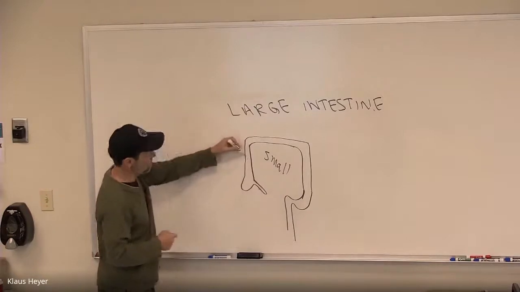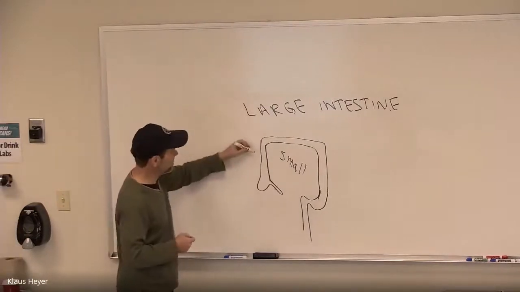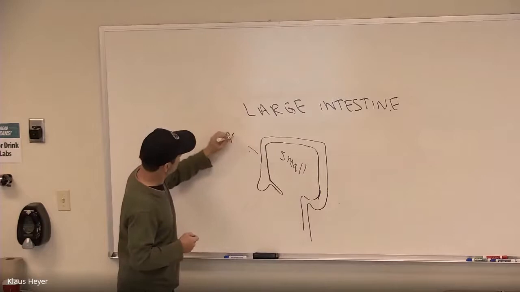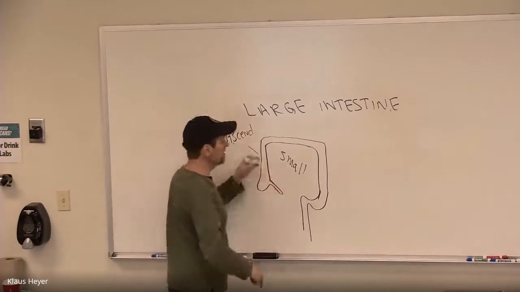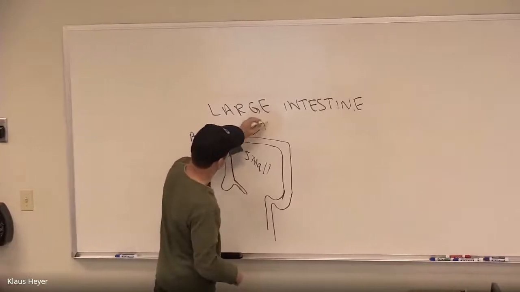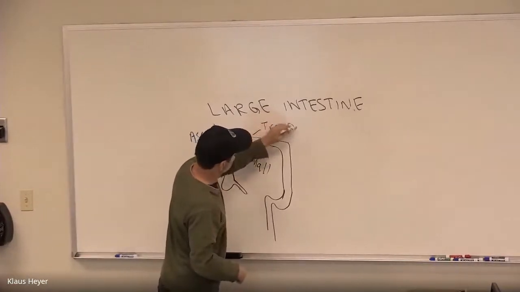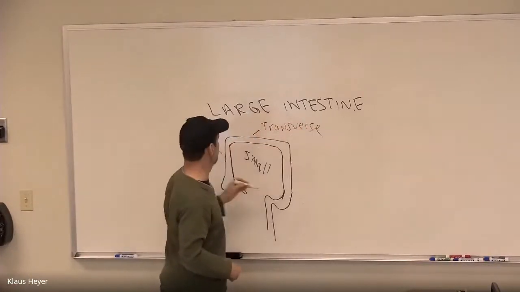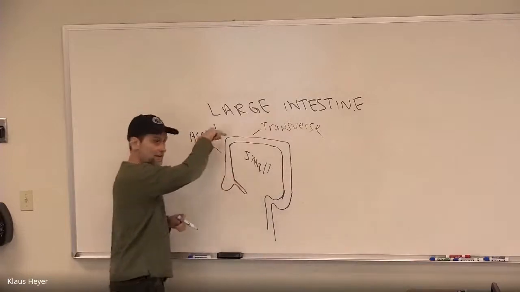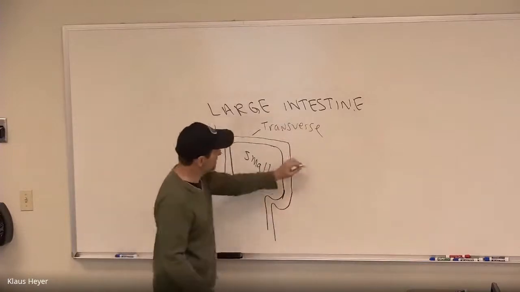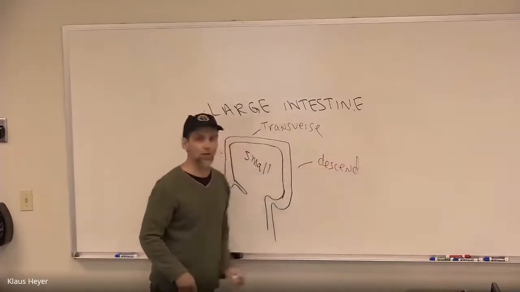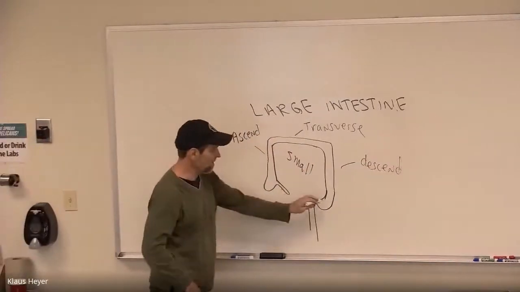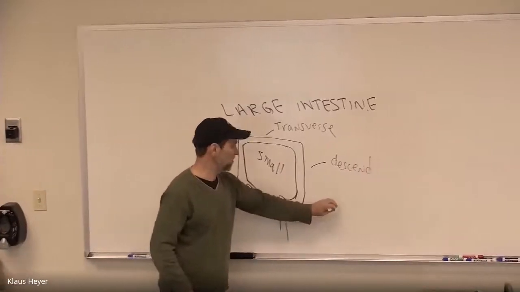This one we call ascending, right? Because it's going up. And then when something goes across, it transverses. And then obviously, since it went up, it ascended, and now it's going down, we call it descending. Descending colon. And then right here, this last one we call sigmoid.